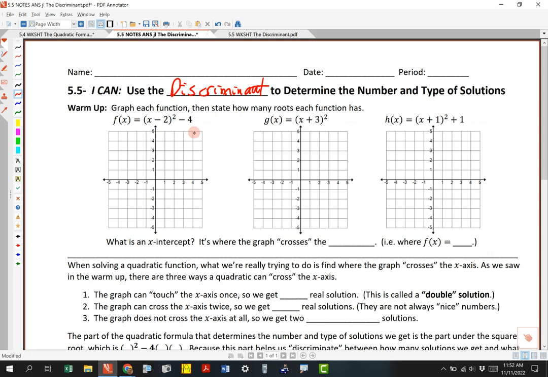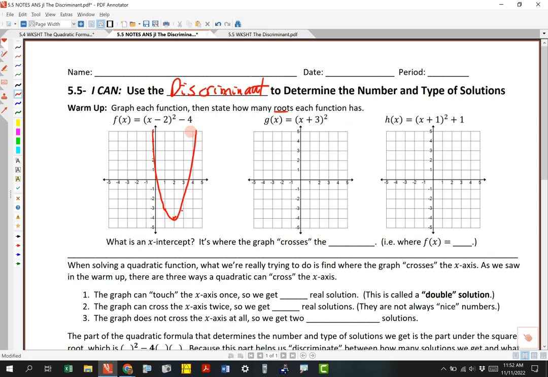The warm up for each one of these said graph each function. So I noticed that somebody over here didn't graph them, but I think they got the number of solutions correct. It says how many roots. Okay, so I'm going to look at this. This is a parabola. It opens up. So a little bit of quick graph here. This moved it right 2 and down 4. So it opens up and the vertex has been moved right 2 and down 4. So it looks something like this. Doesn't have to be a perfect graph to answer the question.